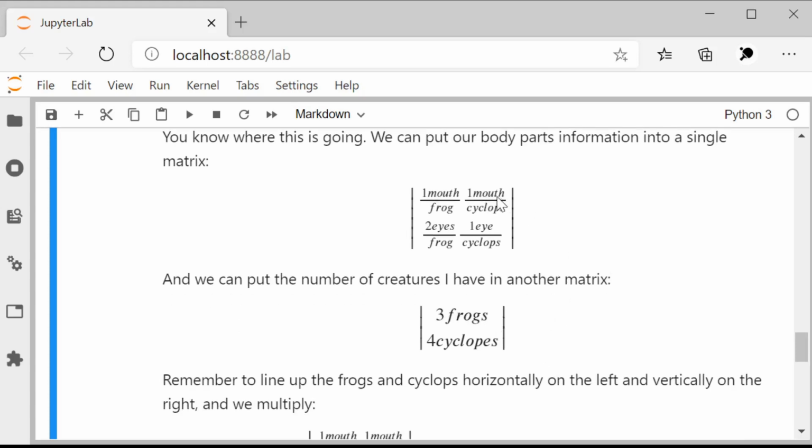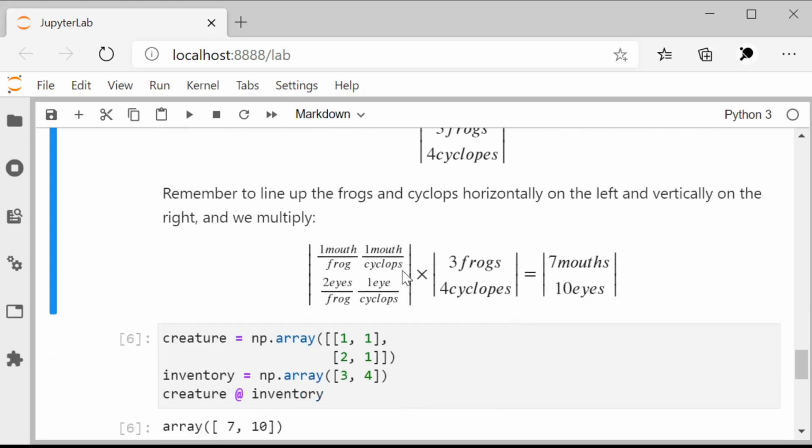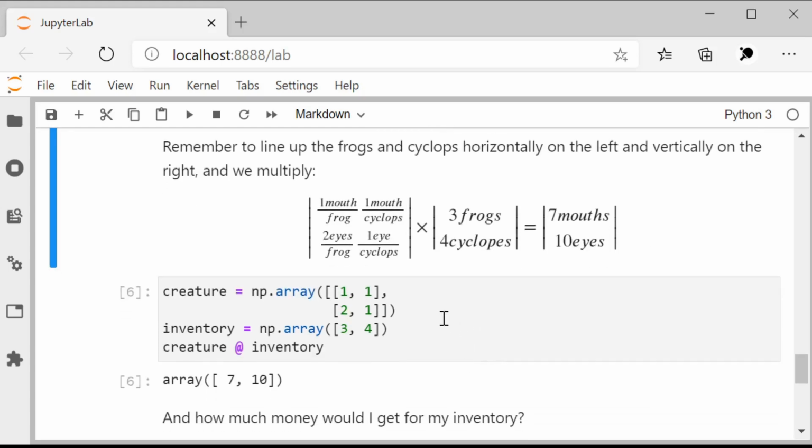So if I multiply body part per creature times number of creatures, I will end up with the number of body parts, right? If you look at this, I am multiplying a matrix here with a vector here. A vector is really just a matrix of just one column. That's what we call a vector, right? So we have a matrix multiplied by a vector, and we end up with another vector, in this case the vector of my 7 mouths and 10 eyes. And we're going to show that with Python here.